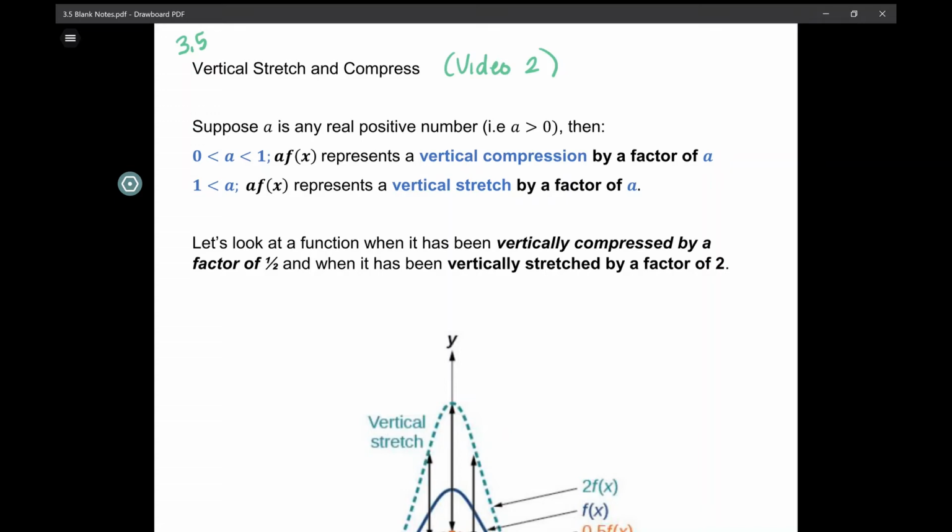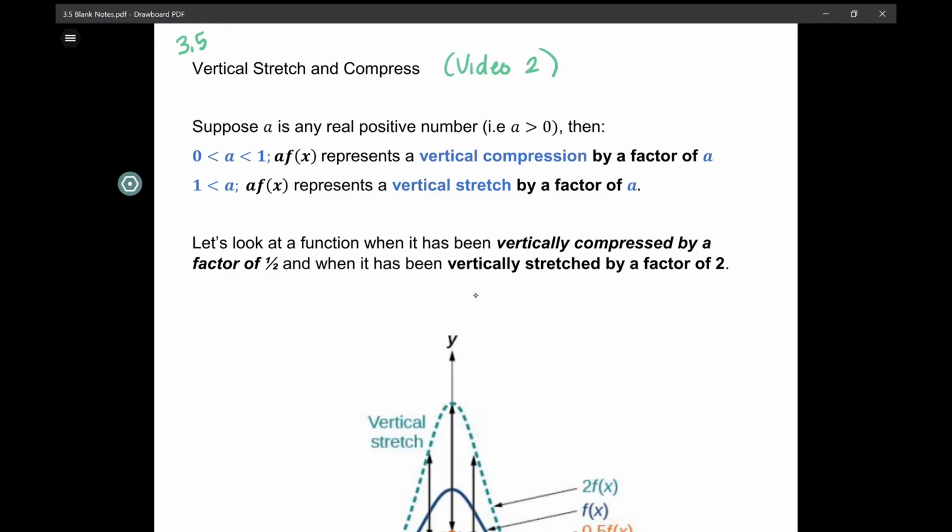All right, welcome back. Let's continue with section 3.5. We've already talked about vertical and horizontal translations and reflections. Now we're going to talk about vertical stretches and compressions. All right, so we're just going to jump right in with the definition first.